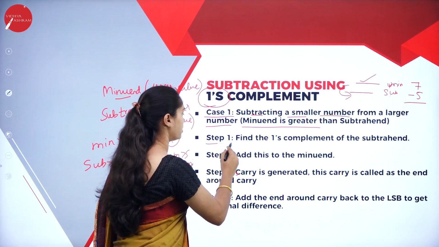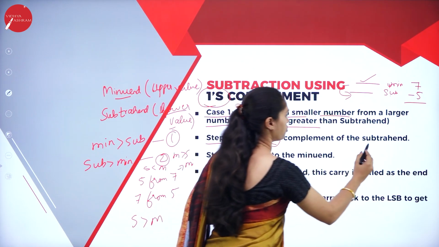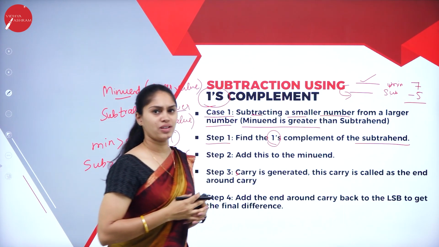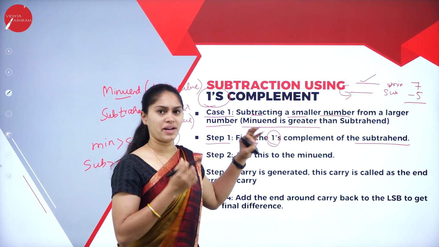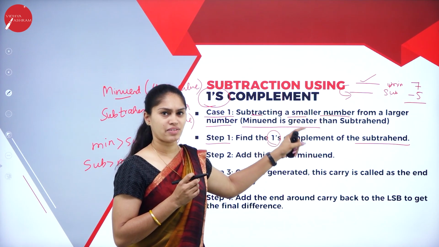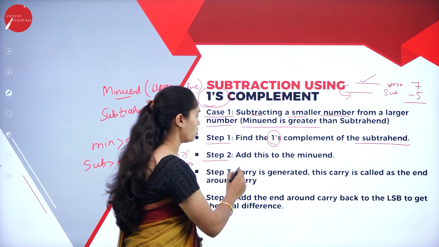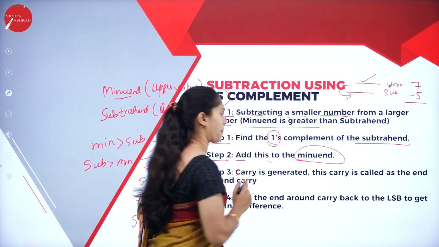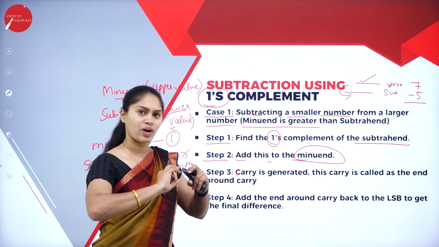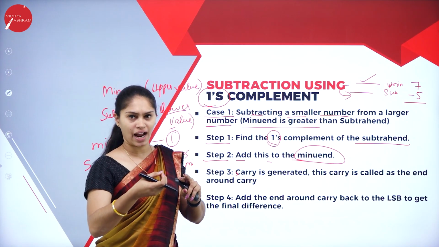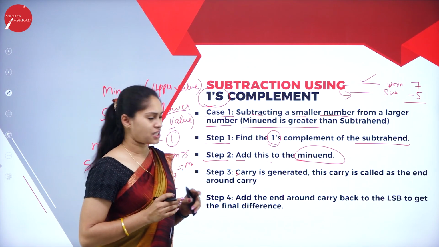Okay, so we'll see the first step. First, we have to find the 1's complement of the subtrahend, whatever the value is in the lower digit. So we have to take the 1's complement of subtrahend. That will be step 1. In step 2, add this to the minuend. Don't get confused. We are performing the binary subtraction. Once I complement it and add it, that is going to give me the difference. Okay, so don't get confused at all here.